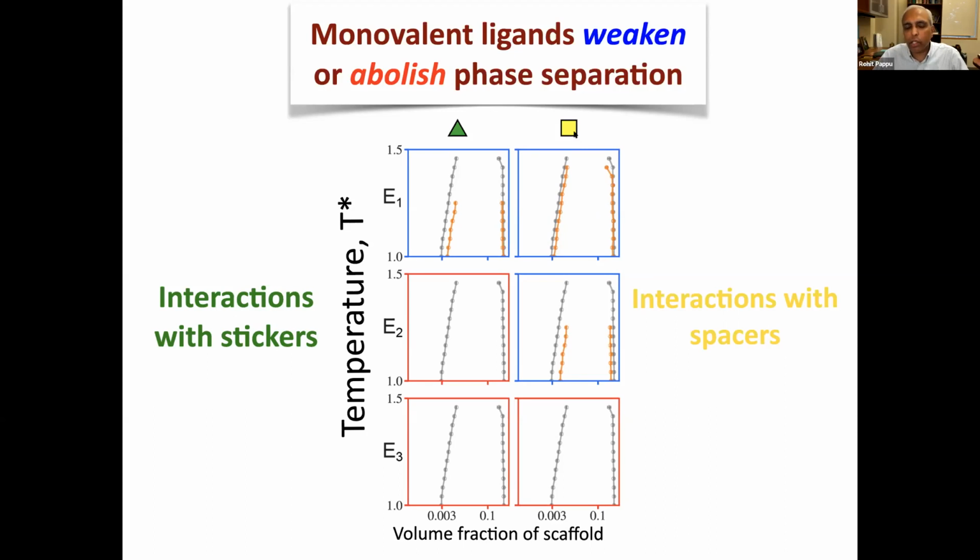The spacers, on the other hand, also have a weakening and abolishing effect. But what they're doing here, remember back to lecture 1, is adding to the effective excluded volume. And remember that our spacers enable the cooperativity of phase transitions, that enables the phase separation. By increasing the effective excluded volume or effective solvation volume, we're basically destabilizing. So this will be true for monovalent ligands.